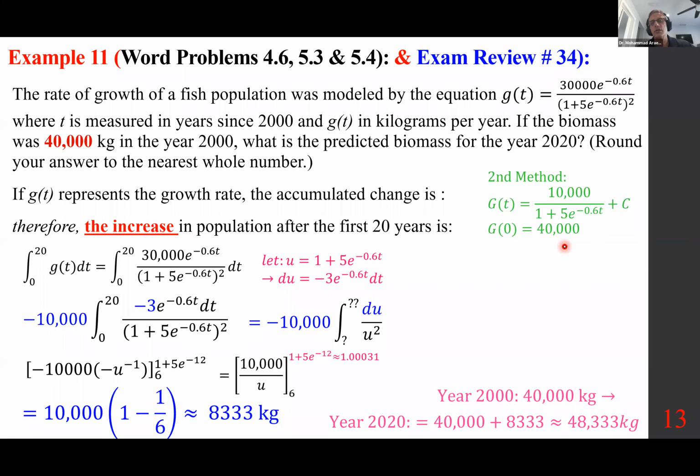G of 0 is 40,000. You can replace the t with 0, which makes it 10,000 over 1 plus 5 plus c equals 40,000. Find the missing constant. This becomes your equation. And after, for the first 20 years, we want t to be replaced by 20. So this is the general formula representing the total biomass at any time t. G of 20 is calculated using a calculator to be 48,333 kilograms.